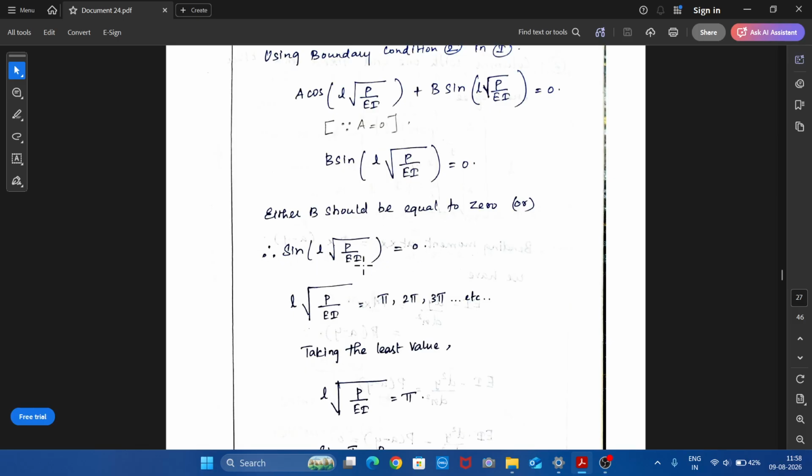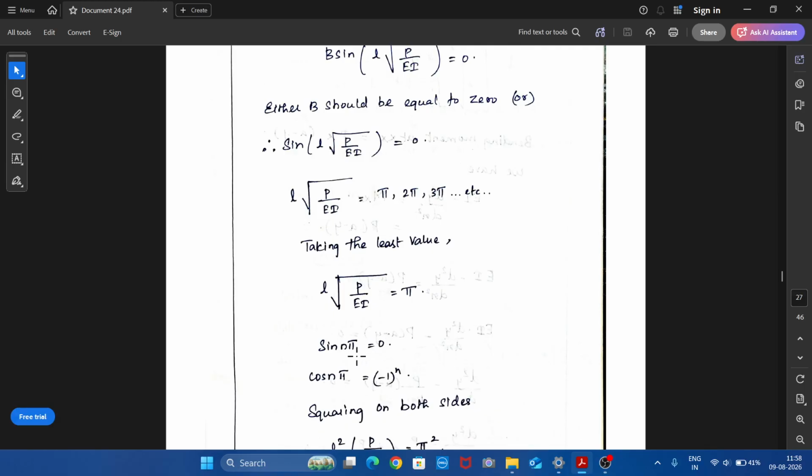If sin L root p by EI should be equal to 0, then here we should have either pi or 2 pi or 3 pi, etc. Because we very well know that sin n pi equal to 0 and cos n pi equal to minus 1 power n. Therefore, this should be equal to either pi or 2 pi or 3 pi, etc. So L root p by EI should be equal to pi, 2 pi, etc. Then we will get this equation satisfied.